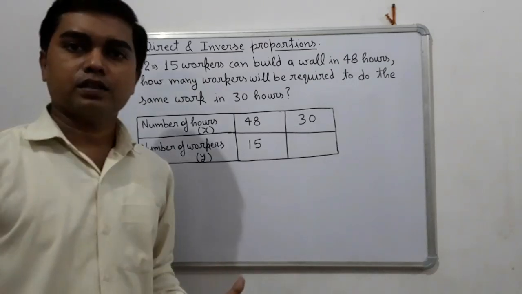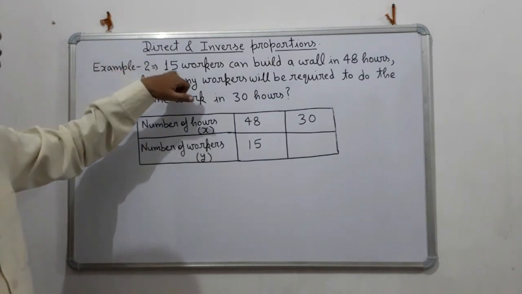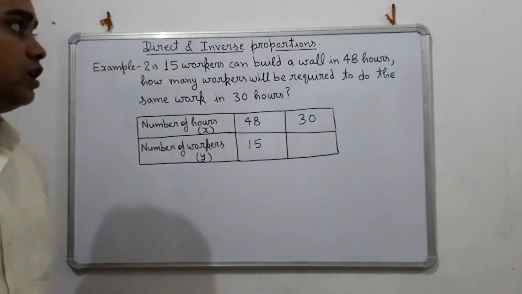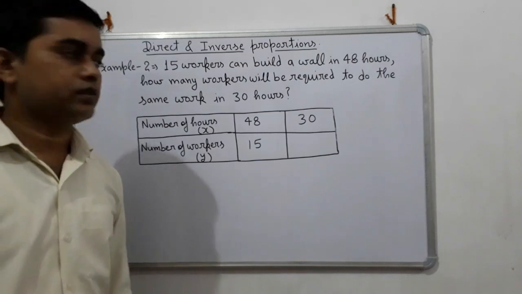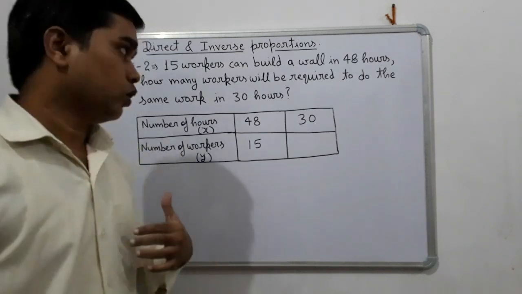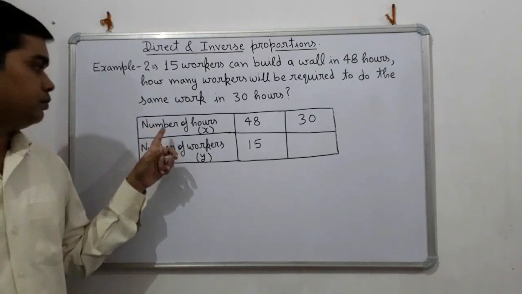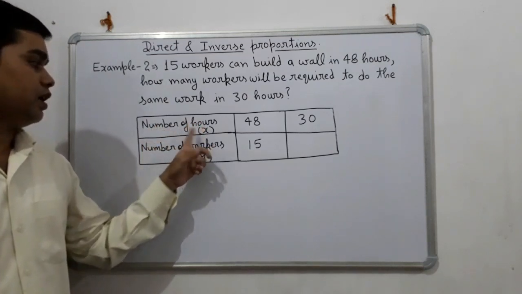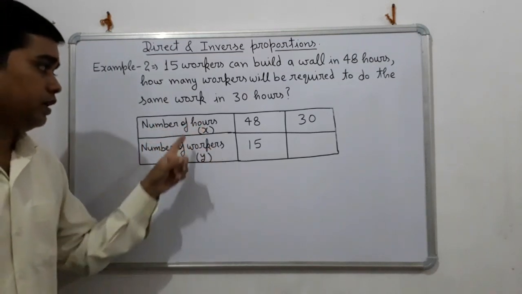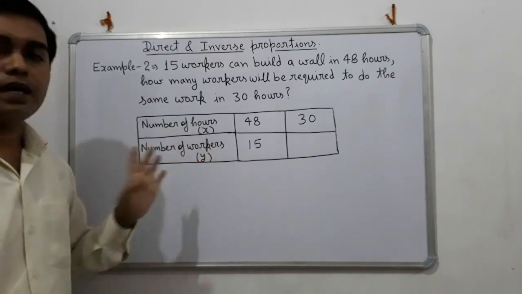Children, see another example. Now example 2 is 15 workers can build a wall in 48 hours. How many workers will be required to do the same work in 30 hours? So let's see how we can solve this question. So first make a table for number of hours and number of workers. Take number of hours as x and number of workers as y.